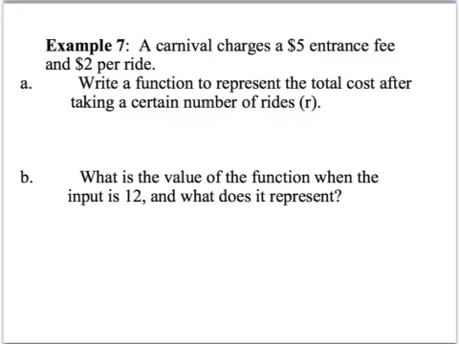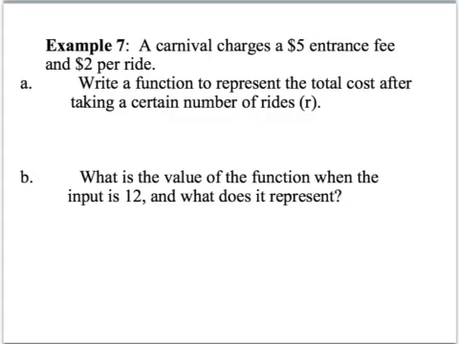Okay, here's another example. Number 7. A carnival charges a $5 entrance fee and $2 per ride. A. Write a function to represent the total cost after taking a certain number of rides. So let's say you don't ride anything. Well, how much do you pay to still get in the carnival? $5. And then if you ride, let's say you ride one ride, then you would have now paid $7. So every time you do a ride, you're going to add an additional $2 cost.